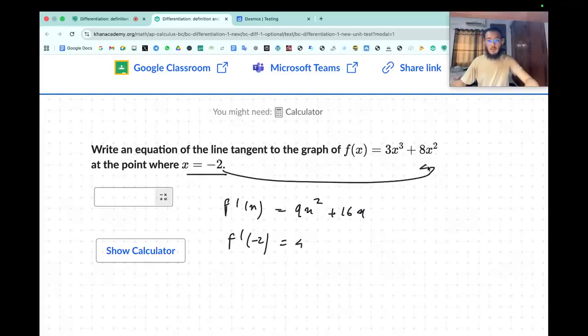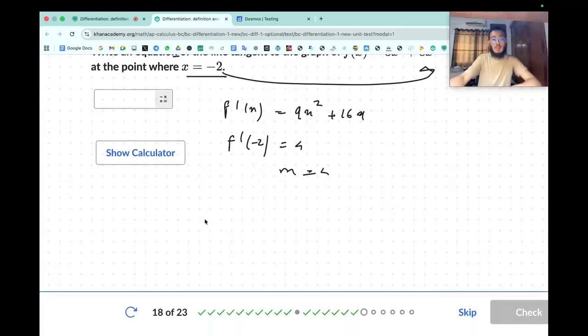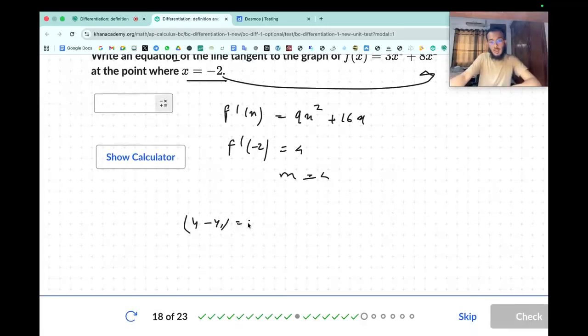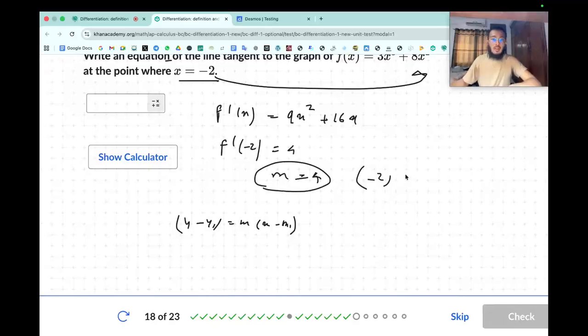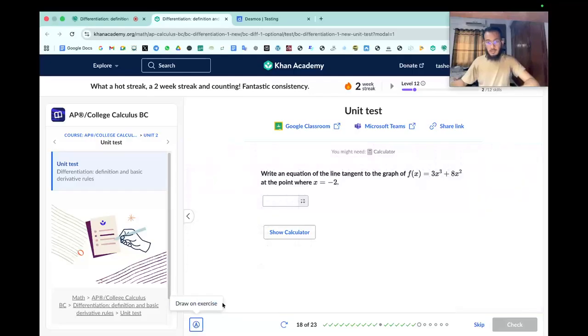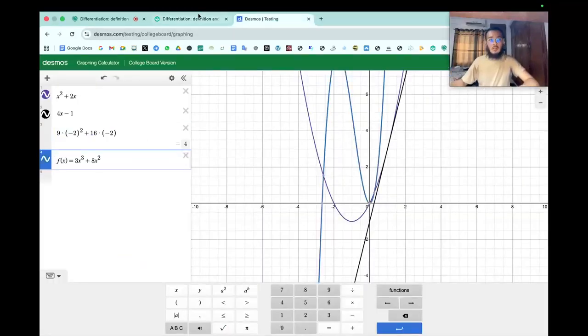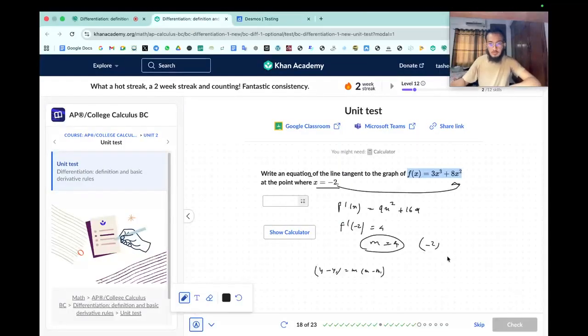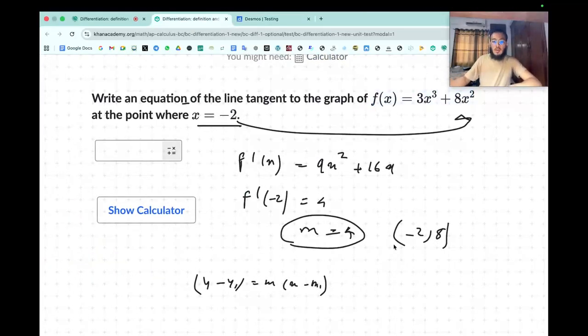And what about -2 here? Because we need a point. This is the gradient of the slope, m equals 4. In order to find the equation of the tangent, we need y minus y1 equals m times (x minus x1). We got m, which is 4. But what about the point? We know that x equals -2. We also need the value of y, so we plug in -2 here to get 8. So the point is (-2, 8). Now y minus y1, y minus 8.